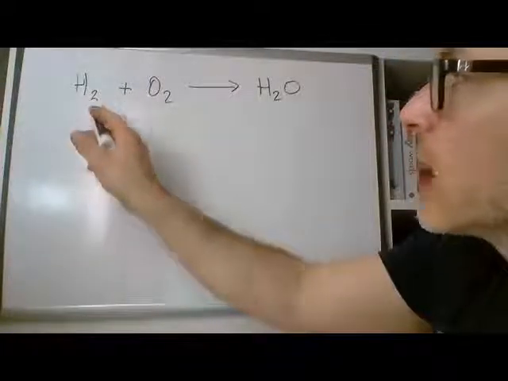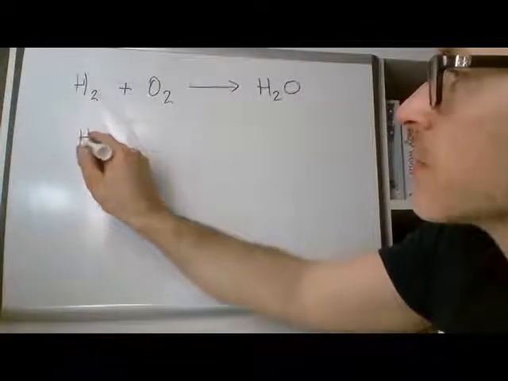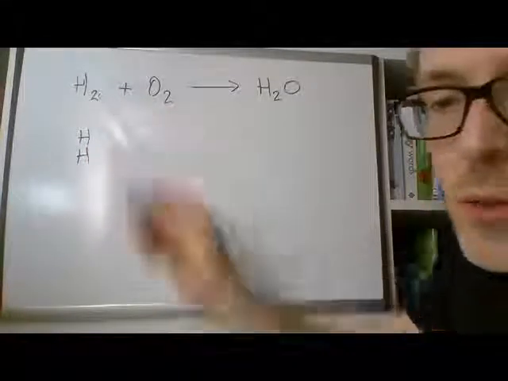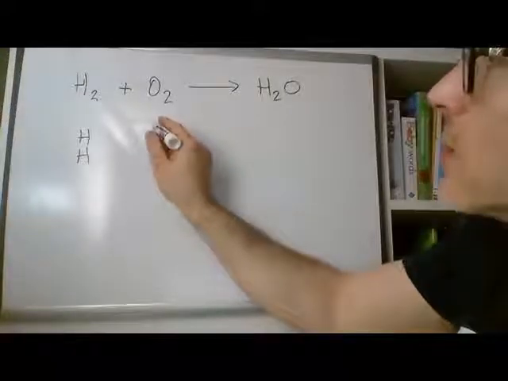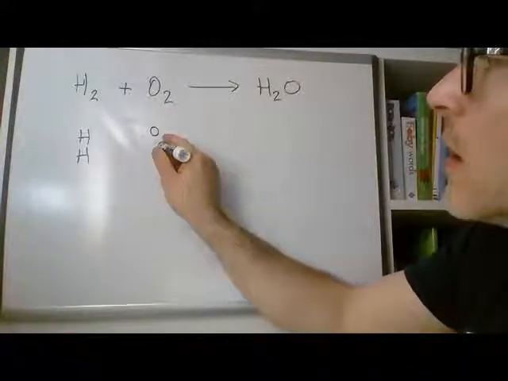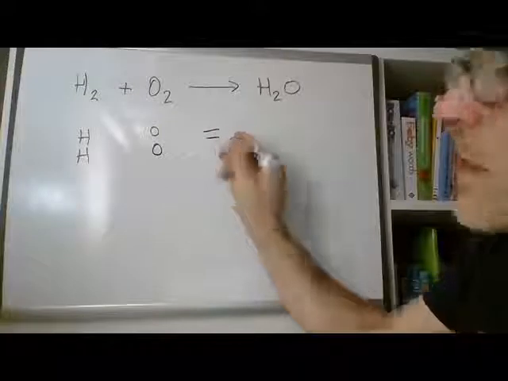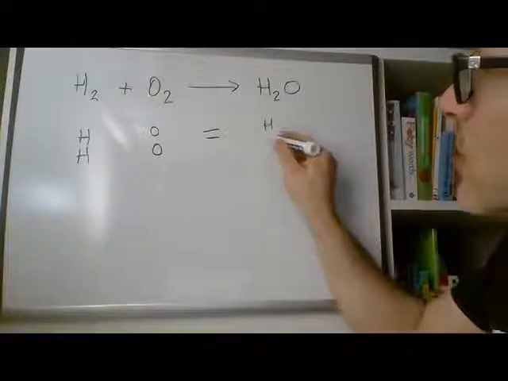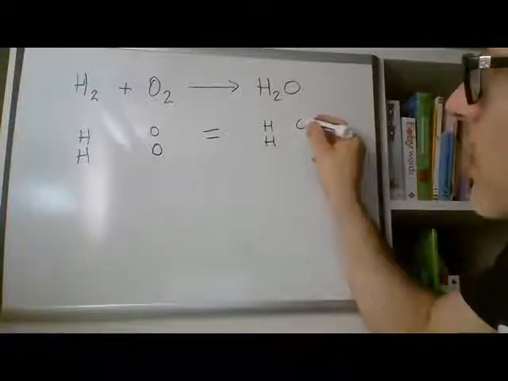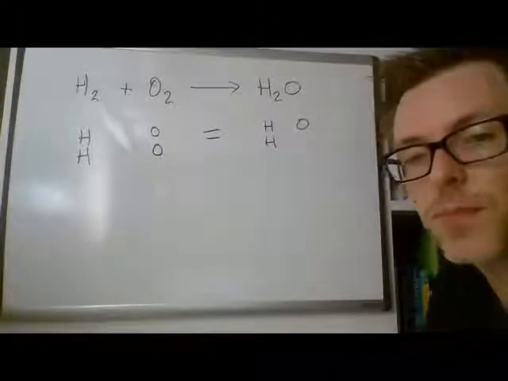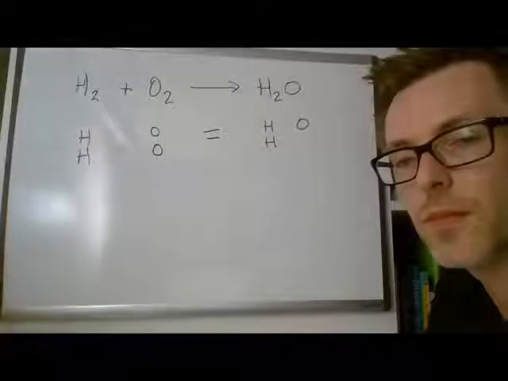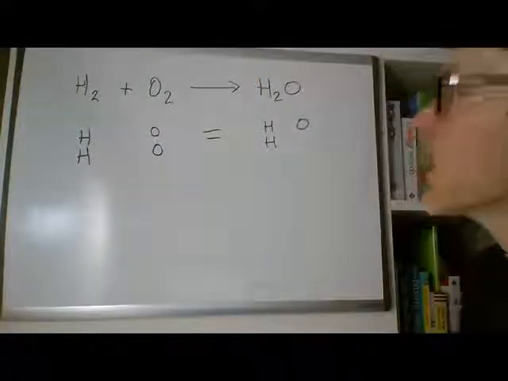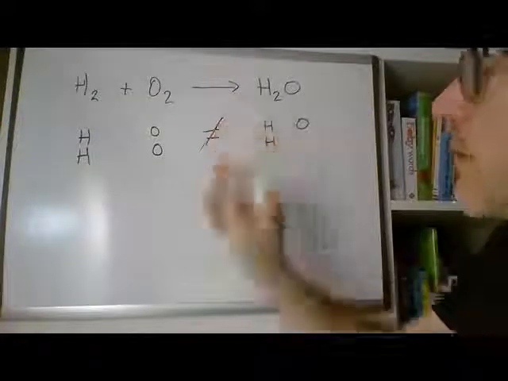So right now I have two hydrogens. The subscript two just means there's two of them. And I've got two oxygens. The arrow is an equals. And on the right of the arrow, I have two hydrogens. I only have one oxygen. So right now they're not equal.